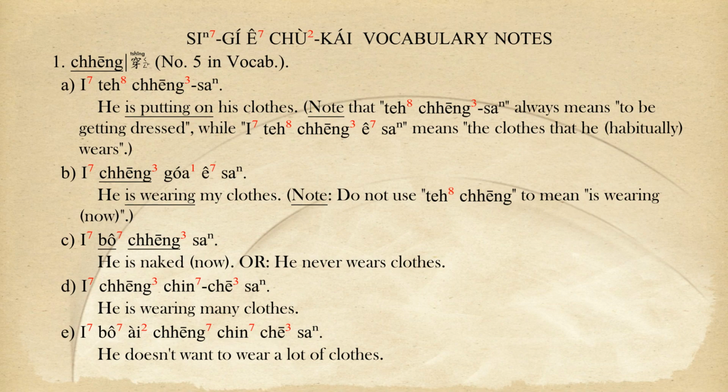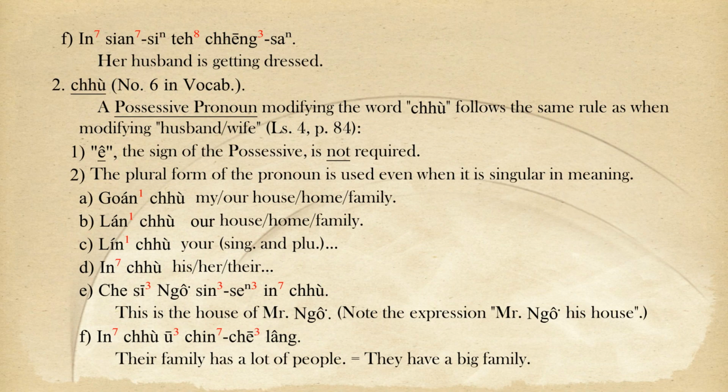SIⁿ⁷-C，伊无穿衫。He is naked now. Or, he never wears clothes. SIⁿ⁷-D，伊穿真侪衫。He is wearing many clothes. SIⁿ⁷-E，伊无爱穿真侪衫。He doesn't want to wear a lot of clothes. SIⁿ⁷-F，因先生在穿衫。Her husband is getting dressed.